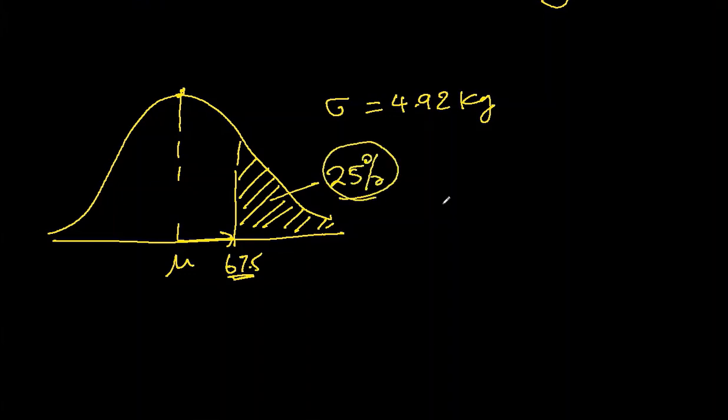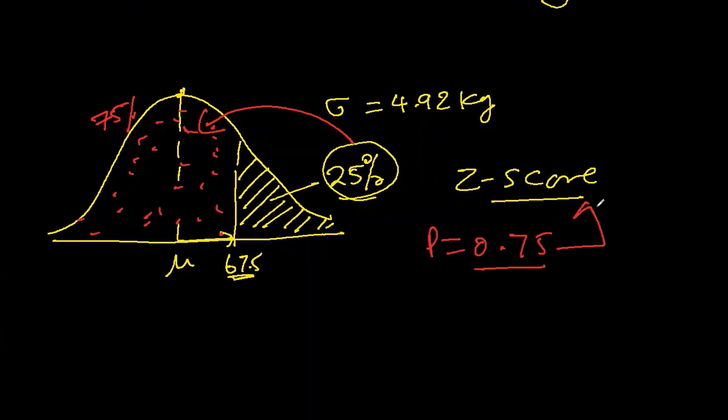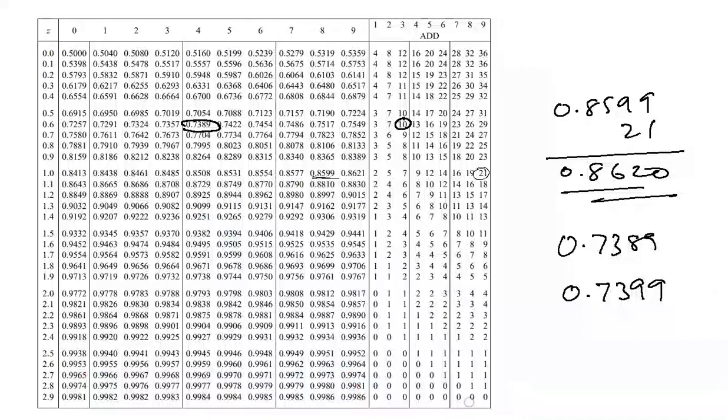So from this probability, we have to find a z-score. But the problem is the z-score is related to less than, not more than, isn't it? That means we have to change this 25% to this, which is 75%. So the probability is 0.75, and for this 0.75 we have to find a z-score. So let's go back to our chart.